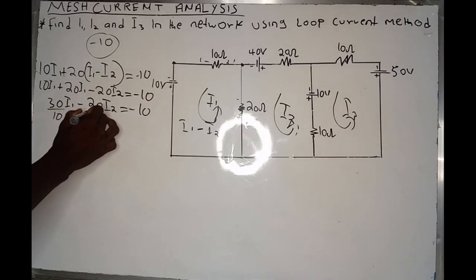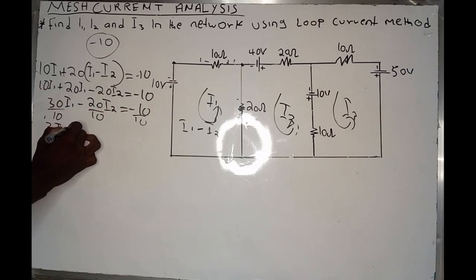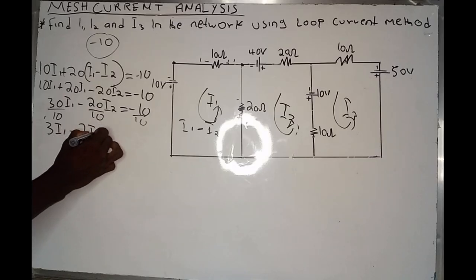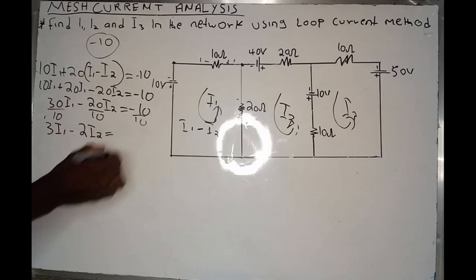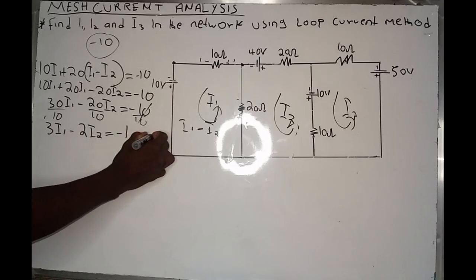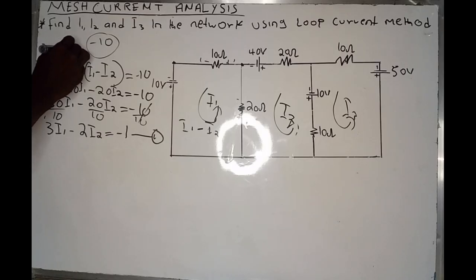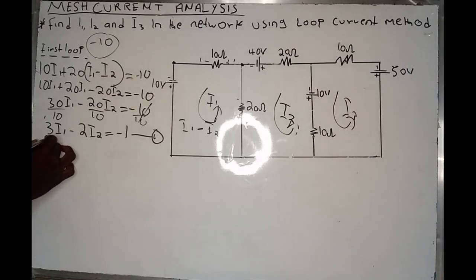Therefore, I will divide both sides by 10, and I will have 3 I1 minus 2 I2, which equals minus 1. So let's call this equation 1, for the first loop. So we are calculating the first loop. Now let's move to the second loop.